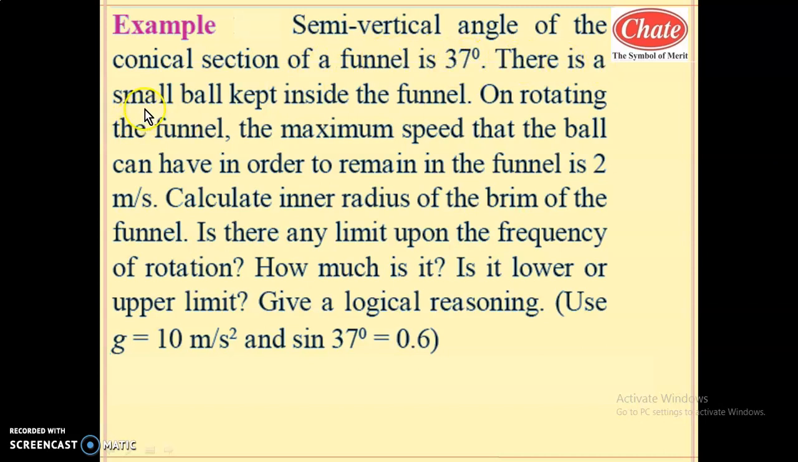There is a small ball kept inside the funnel. Semi-vertical angle of the cone is 37 degree. On rotating the funnel, the maximum speed that the ball can have in order to remain in the funnel is 2 meters per second. So when the funnel is revolved or rotated with speed 2 meters per second, the ball maintains its position in the funnel at one particular place.